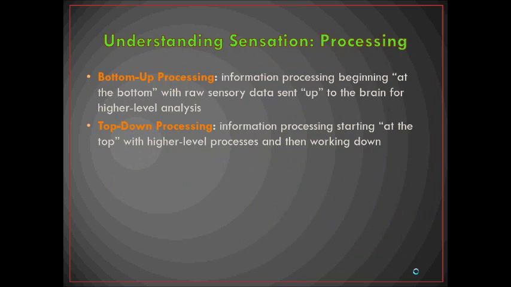Something I want to touch on, though, that's very important to distinguish between sensation and perception is the difference between bottom-up and top-down processing. When we use bottom-up processing, this is when information begins at the bottom. Essentially, with the raw sensory data, we're using our eyes to look at something, and then it's going to be sent up to the brain for higher level analysis.